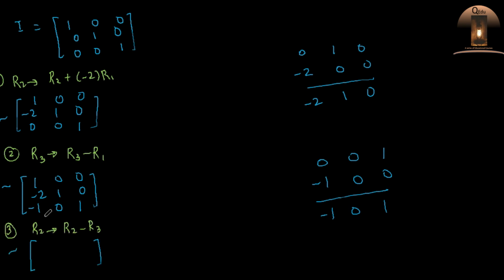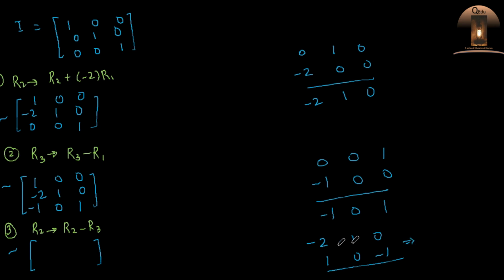The third operation is to change row 2 by applying the operation row 2 minus row 3. So the elements of row 2 we have here are minus 2, 1 and 0 from the last matrix, and then the elements of row 3 are minus 1, 0, 1, and then subtracting, by multiplying by minus 1 you will get 1, 0, minus 1. So now add these two, we have minus 2 plus 1 will be equal to 1. So here we have the result of R2 minus R3.